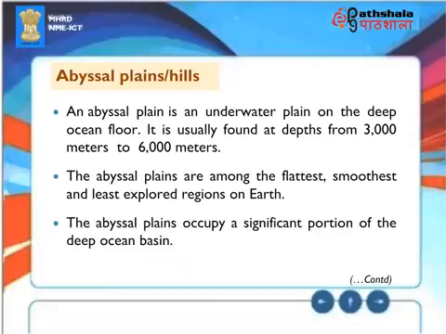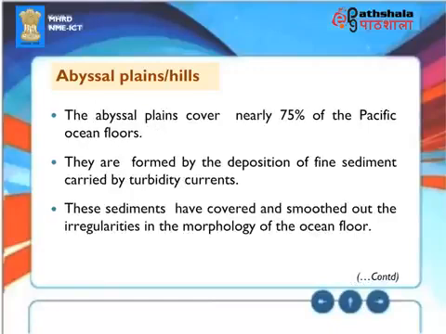Abyssal plains and hills. An abyssal plain is an underwater plain on the deep ocean floor. It is usually found at depths from 3,000 meters to 6,000 meters. The abyssal plains are among the flattest, smoothest, and least explored regions on Earth. The abyssal plains occupy a significant portion of the deep ocean basin. The abyssal plains cover nearly 75% of the Pacific Ocean floors.